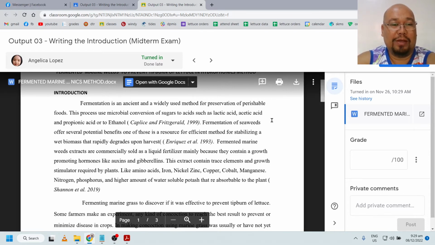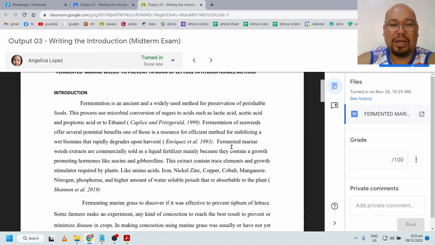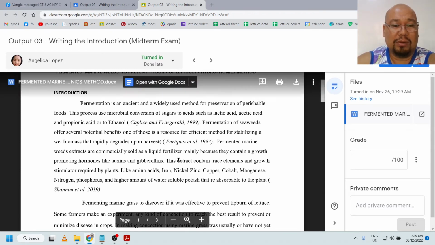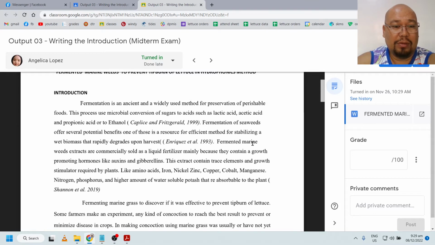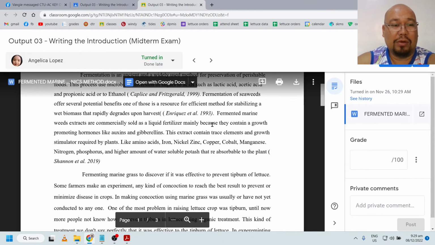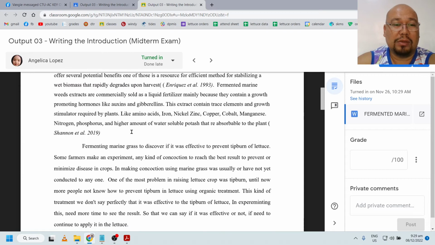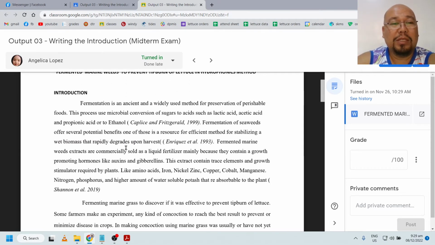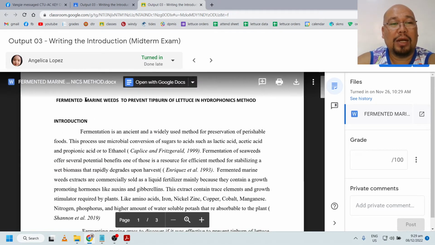Let me read this one. Fermentation. You talk about fermentation. I think layo na kaini with a commercial source like fermented marine because they contain growth promoting substances like auxins and trace elements and growth stimulators required by plants. Okay. That's a good start. Pero please be specific og unsa nga marine weeds.